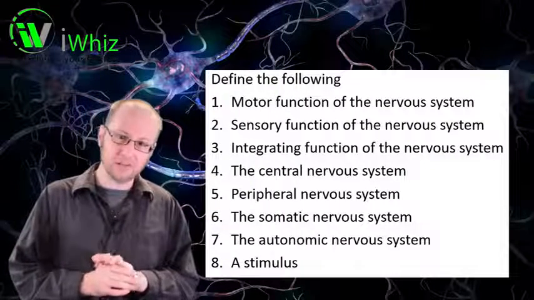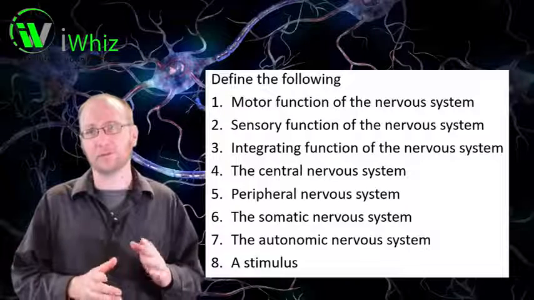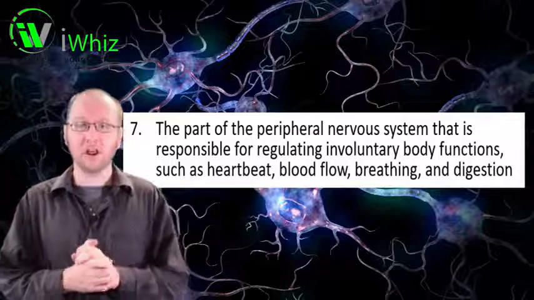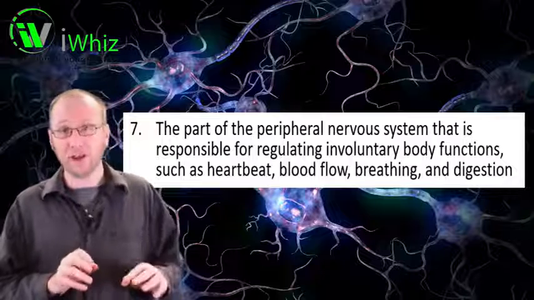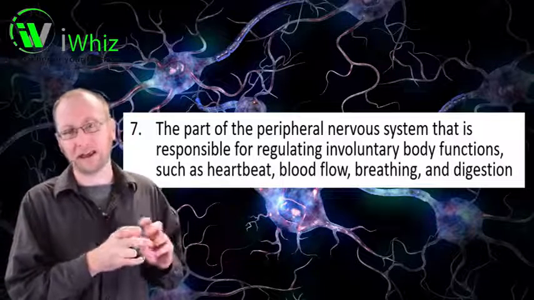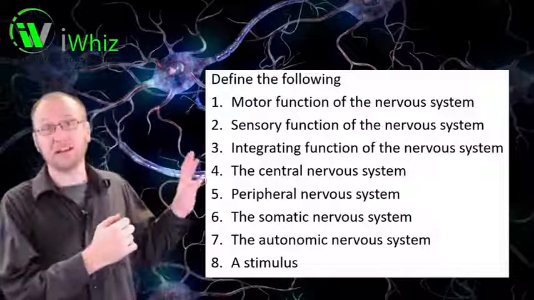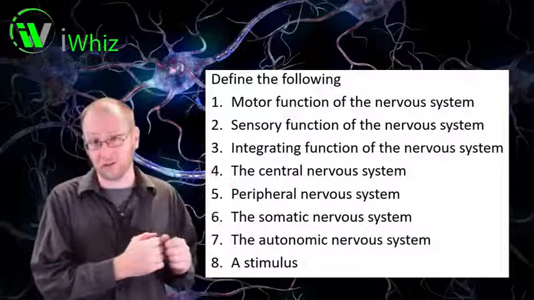Okay, number 7 then, define the autonomic nervous system. Okay, so it's basically the opposite of the somatic nervous system. The autonomic nervous system is the part of the peripheral nervous system that is responsible for involuntary muscles and glands, such as the heartbeat. Okay, and then the last term we need to define here is a stimulus.